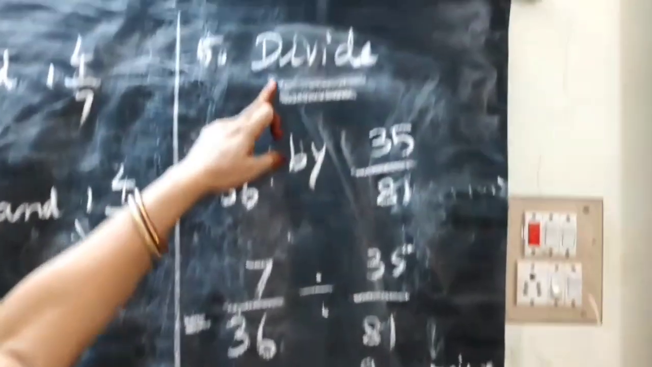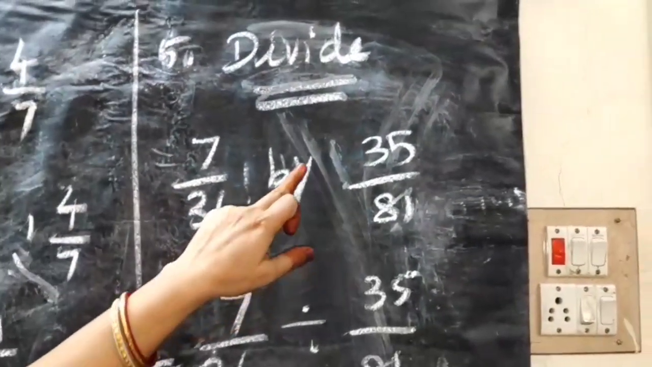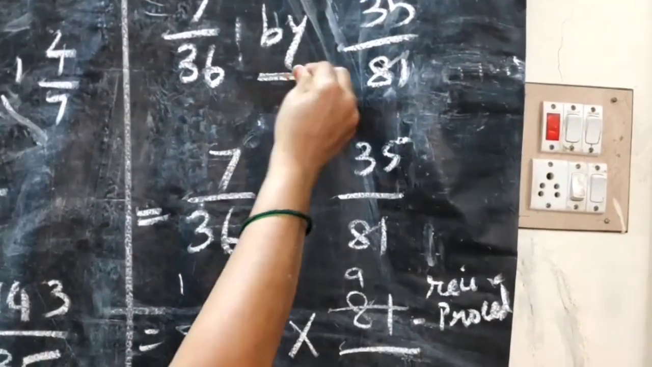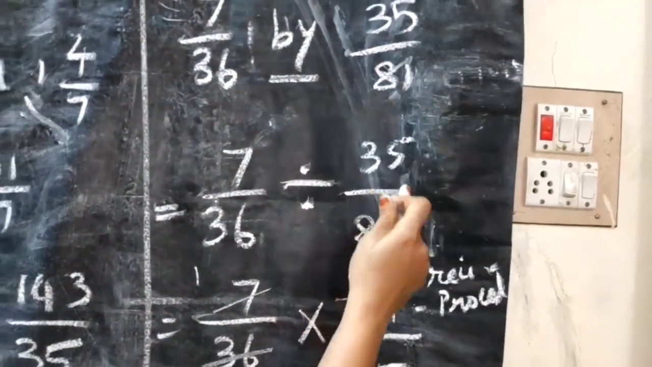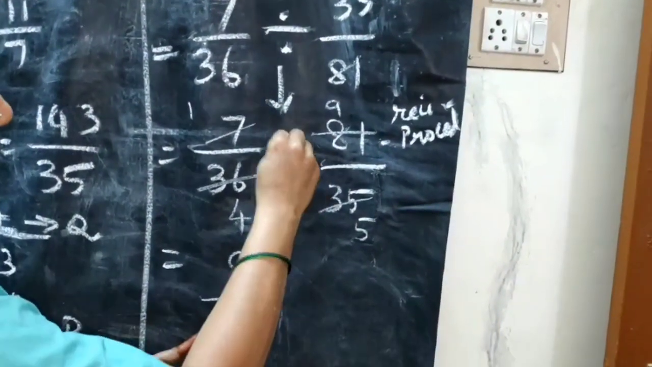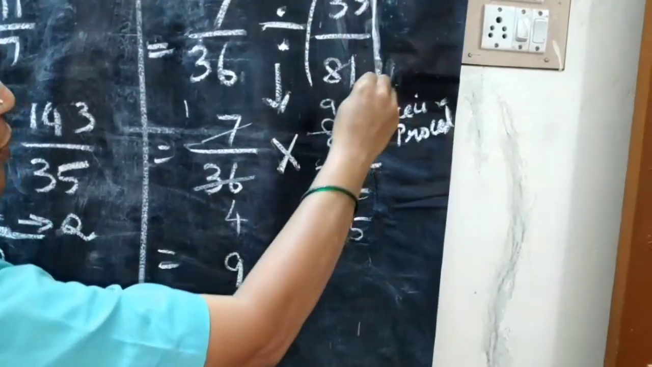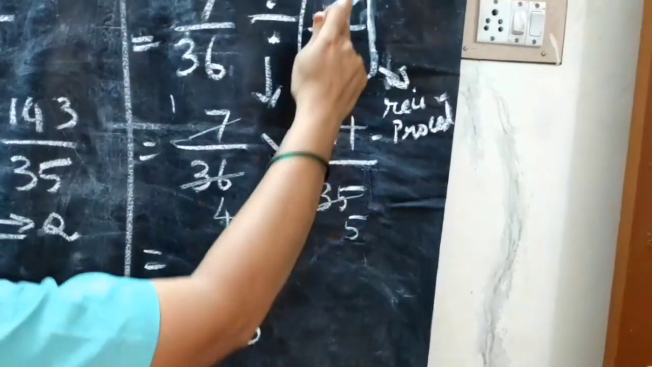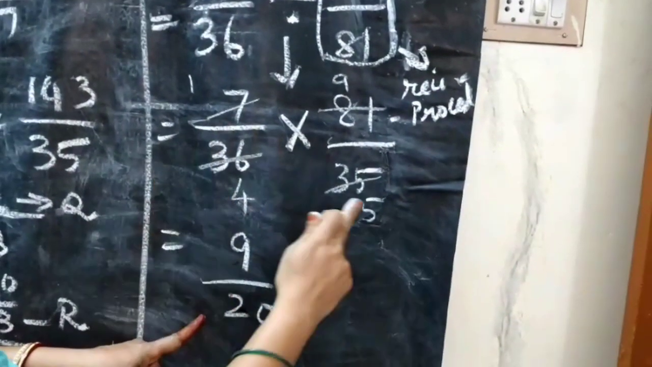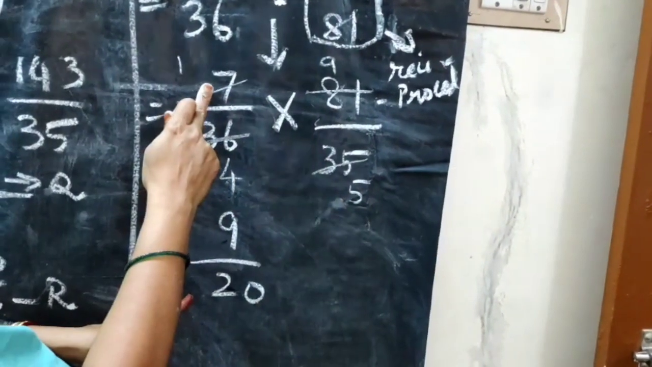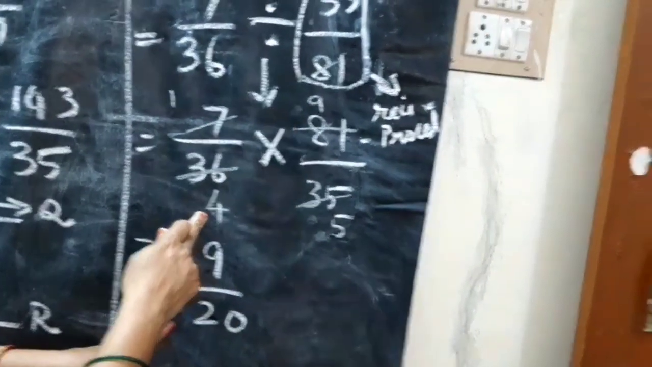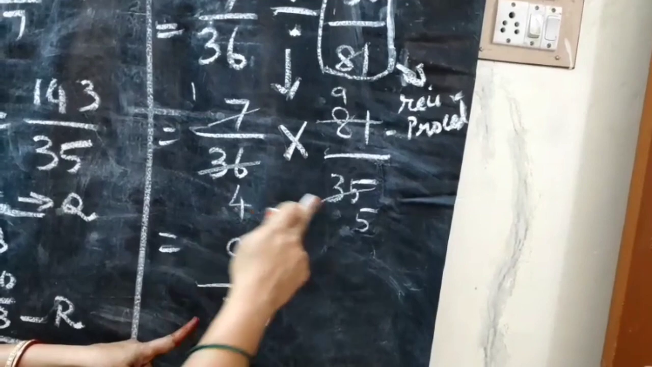Next sum, a division sum: 7 by 36 divided by 35 by 81. Here the symbol is the division symbol. Division changes into multiplication, so for the next fraction you write the reciprocal. The reciprocal of 35 by 81 is 81 by 35. Now see, you can cut numbers. 1 7 is 7 and 5 7s are 35. 9 9s are 81. 9 4s are 36. 1 9 is 9. 4 5s are 20.